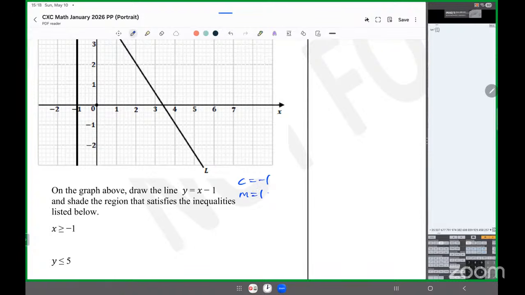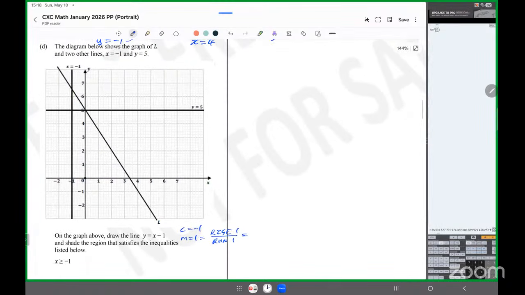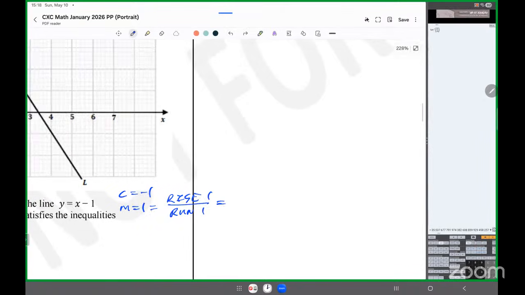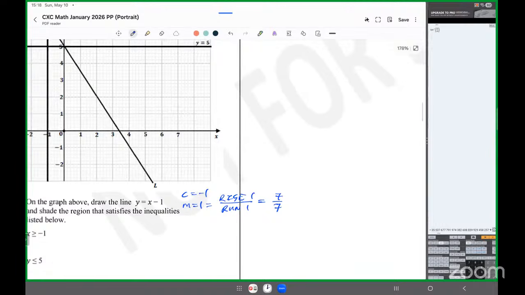Now a gradient of 1 means rise 1 over run 1. We can make a bigger rise and a bigger run. The graph goes up to about 7, so we can rise 7 over run 7. 7 over 7 is still 1. So we can do one big rise and one big run to get another point on the graph, and draw the graph that way.